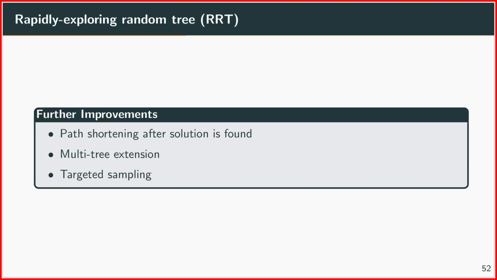There are also some other improvements which you can apply. One is path shortening, which we also talked about when we talked about the probabilistic roadmap. Because the output of an RRT is usually not very smooth. You always have those zigzag motions, and so usually it makes a lot of sense to do a little bit of smoothing, a little bit of path shortening afterwards.